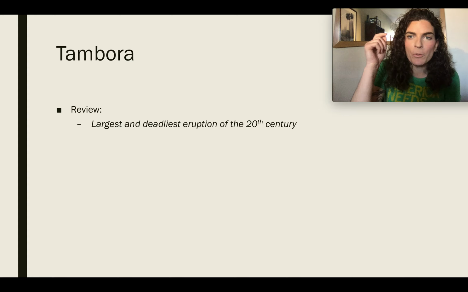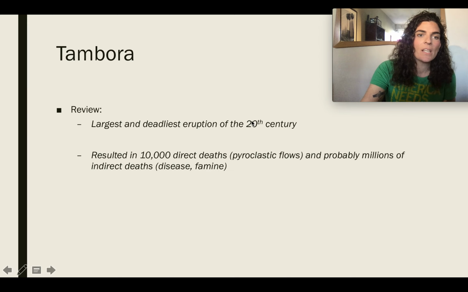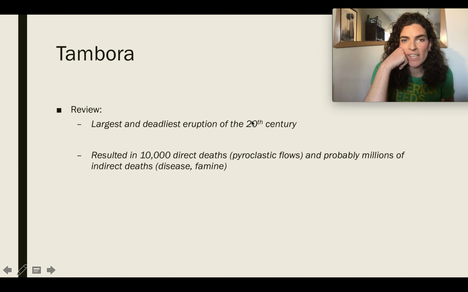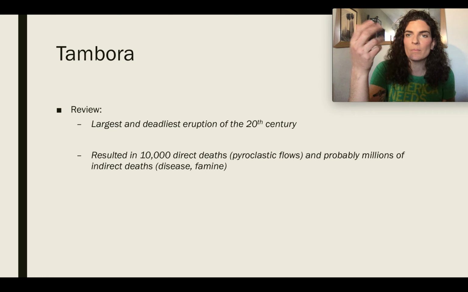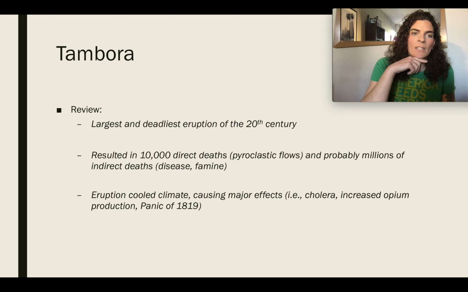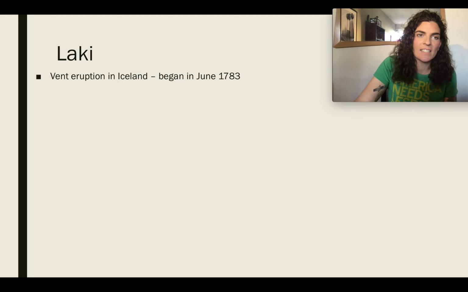So just to review, the eruption of Tambora was the largest and deadliest eruption of the 19th century, not the 20th century. That's wrong, so don't listen to that. It resulted in about 10,000 direct deaths and probably millions of indirect deaths from famine, from disease, etc. The eruption did, in fact, cool the climate, and caused major effects like spread of cholera, increased opium production, perhaps the invention of the bicycle, these paintings, the Panic of 1819.